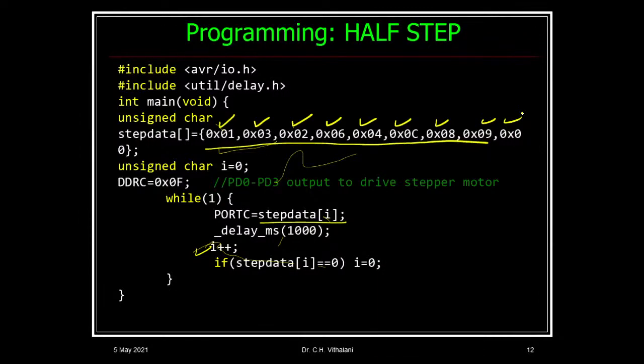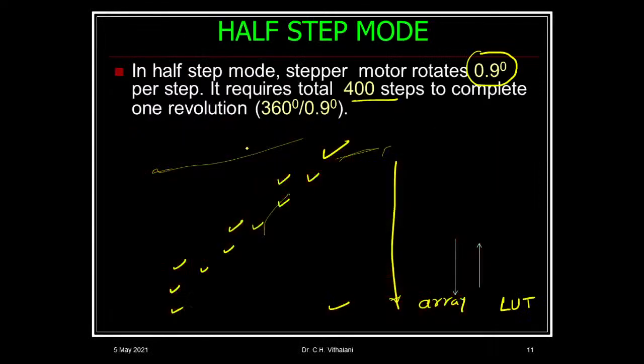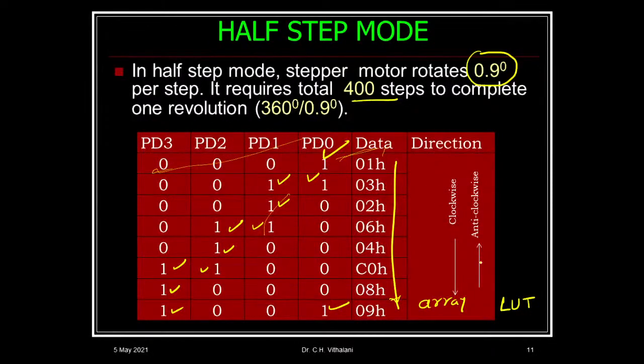See, in order to drive the motor anti-clockwise, you have to start the sequence from reverse. That means you have to start from 9, then 8, then C, then 4, then 6, then 2, then 3, and then 1. So exactly you have to start from reverse like this, right? So if you want to drive the motor in anti-clockwise direction, you have to start from 9, then 8, C, 0, and so on, like this, okay? In a reverse way you have to start.